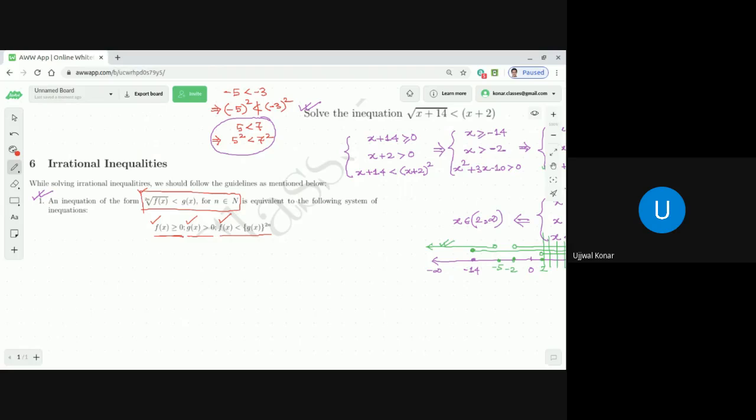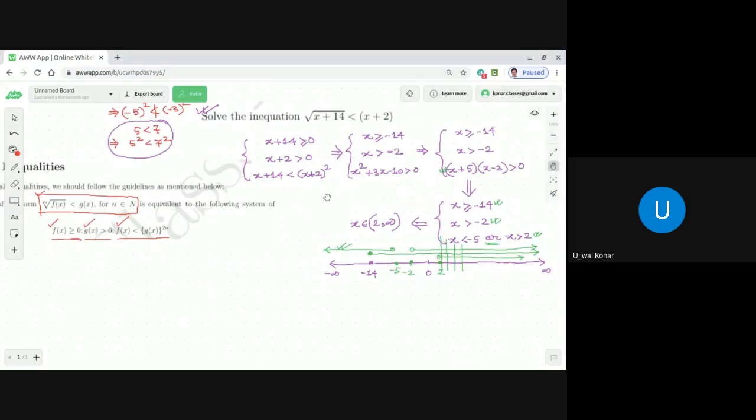Now, solving this set of three inequations is simpler because we can apply our previous knowledge, as we have done here. x plus 4 greater than or equal to 0 is very easy to solve. x plus 2 greater than 0 is very easy to solve. And x plus 4 less than (x plus 2) whole square, that is x square plus 3x minus 10 greater than 0, is also easy to solve. Why is it easy to solve? Because we have discussed it earlier.